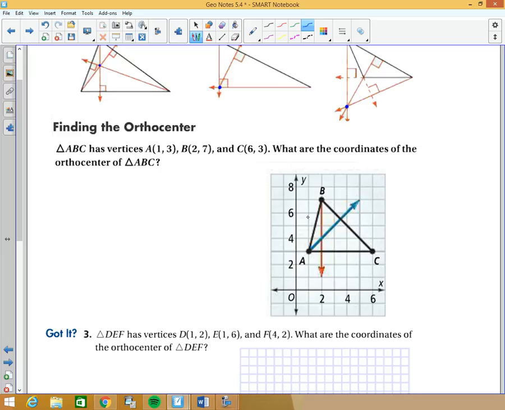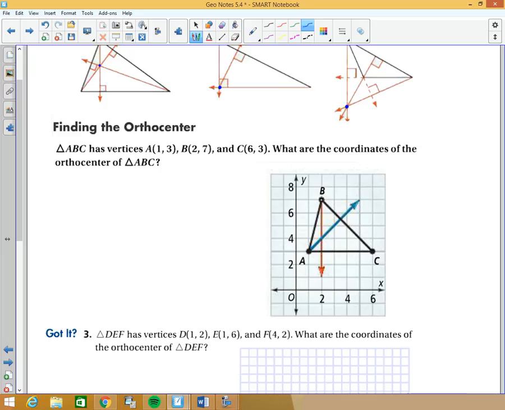So the very first step when you're finding the orthocenter is to graph the triangle. If the triangle is already graphed, then we can move this way. So just like when we found the perpendicular bisector, you want to find the opposite slope. However, unlike the circumcenter, we're not going to go from the midpoint of the side. Instead, we're going to go from the vertices.